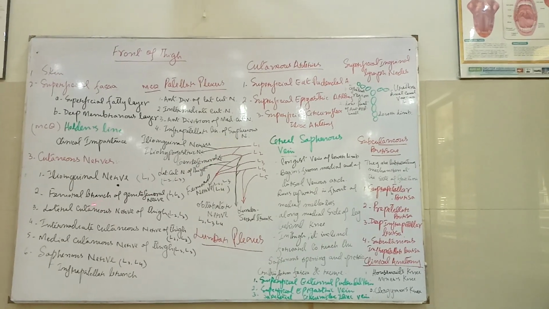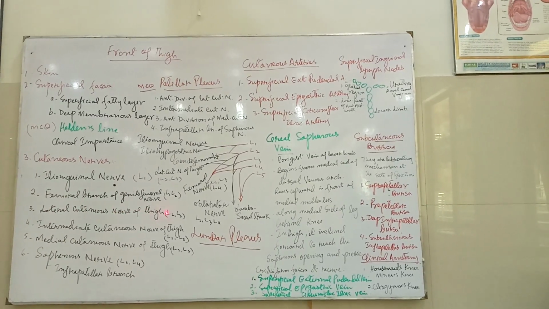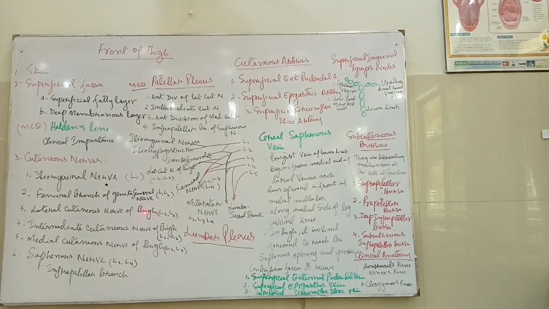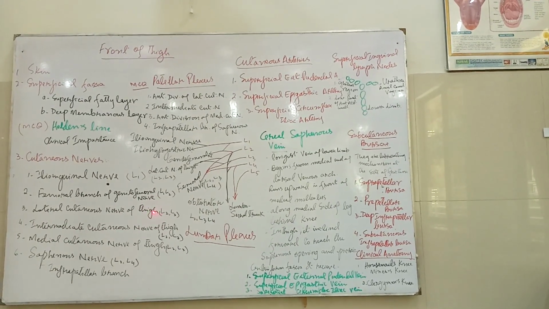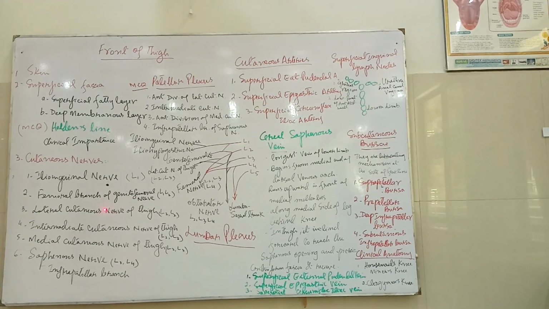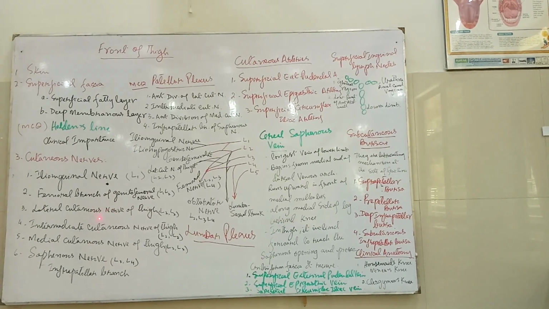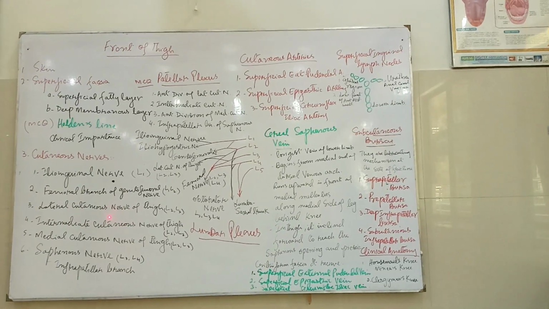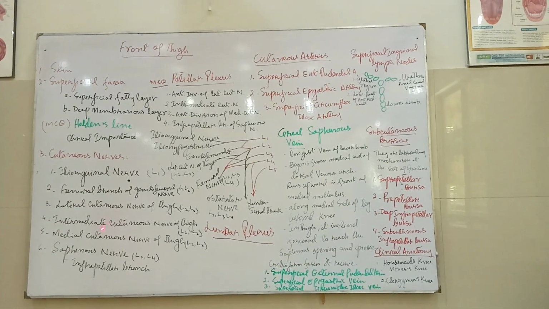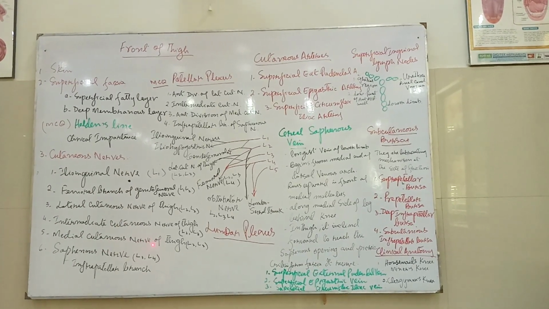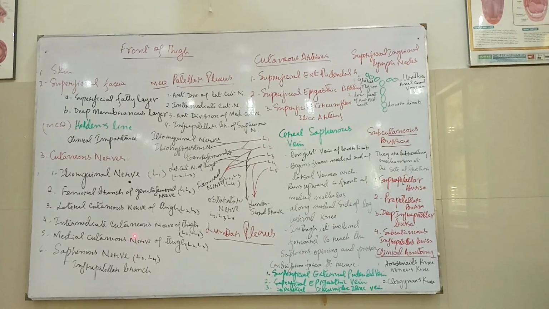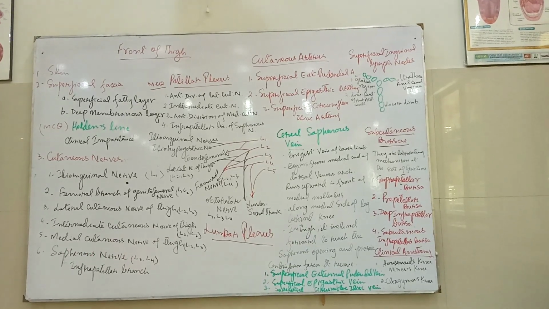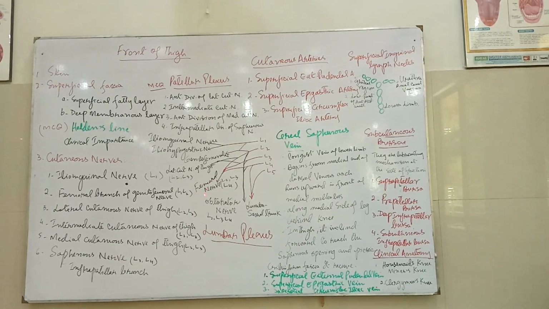Then is the lateral cutaneous nerve of the thigh. It is L2 and L3. It is again subdivided into two branches, anterior and posterior. The intermediate cutaneous nerve of the thigh supplies the central and intermediate part of the thigh. While the medial cutaneous nerve of the thigh is again subdivided into two branches, which supply the medial and somewhat lateral part. While the saphenous nerve is the posterior division of the femoral nerve.